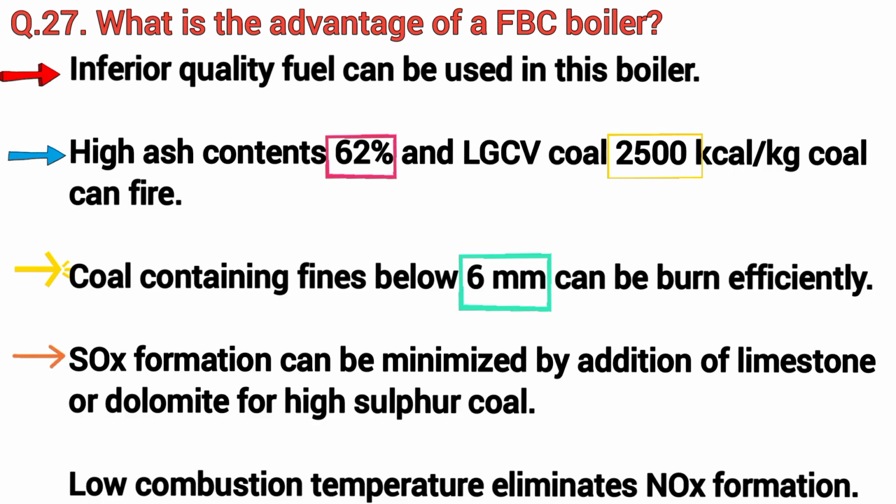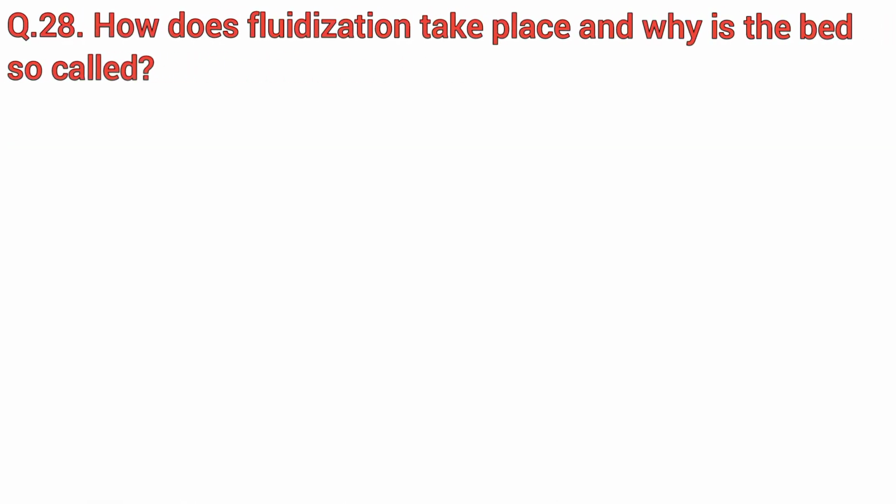SOx formation can be minimized by addition of limestone or dolomite for high sulfur coal. Low combustion temperature eliminates NOx formation. How does fluidization take place and why is the bed so called?